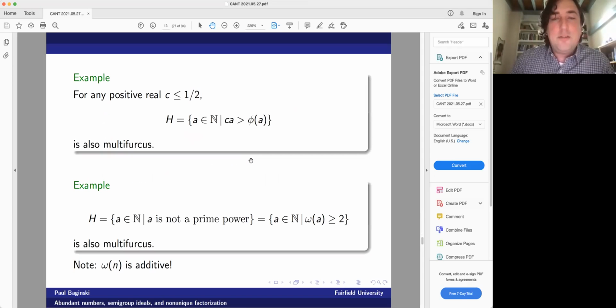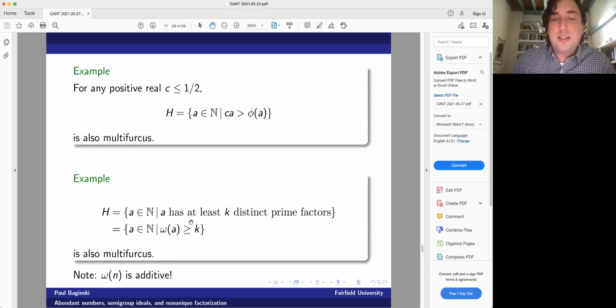The totient function is multiplicative, but you can also do additive functions. If I take omega of A greater than or equal to 2, these are all the elements of the natural numbers that are not prime powers. So this is pretty clearly an ideal, and it pretty clearly excludes all powers, so it's power free. This also has a multifurcus structure. And again, I could change this constant from 2 to k, so I can look at all the natural numbers with at least k distinct prime factors. This is also multifurcus, and this example is really interesting for factorization theory for a lot of the algebraic properties.